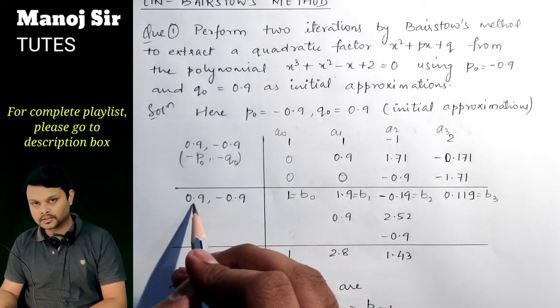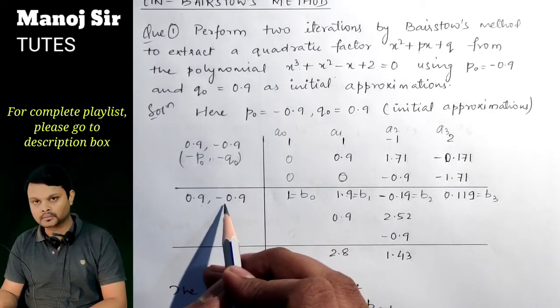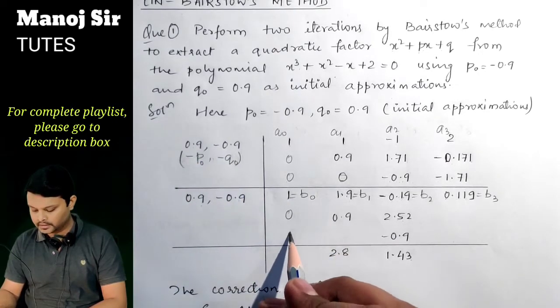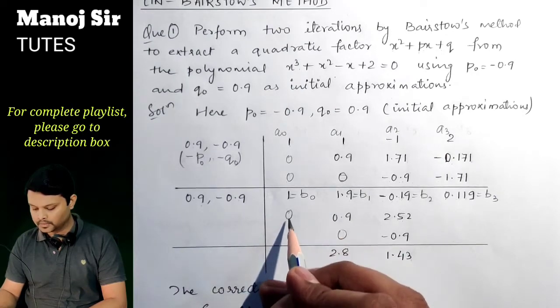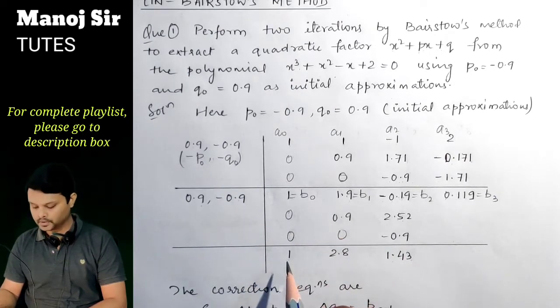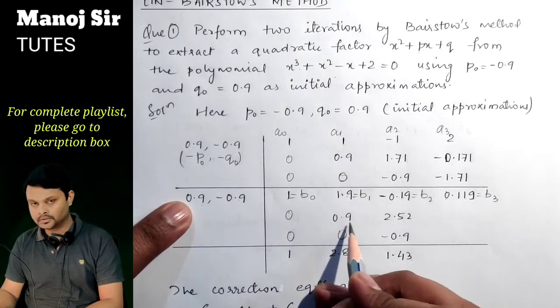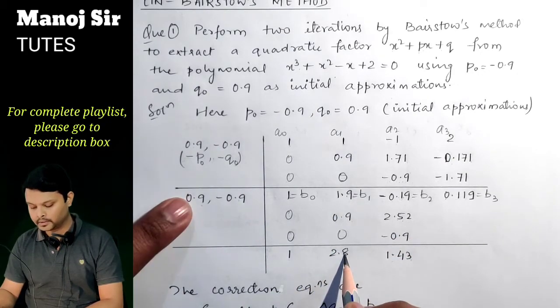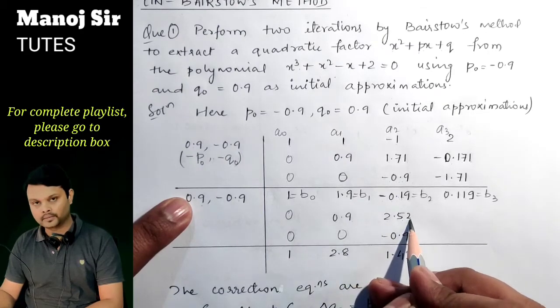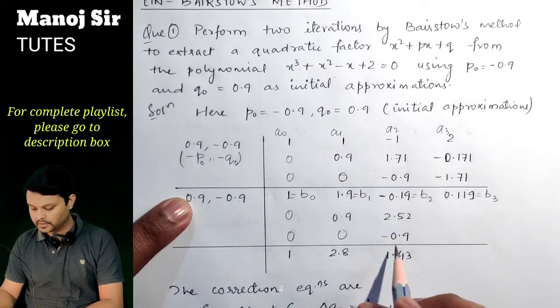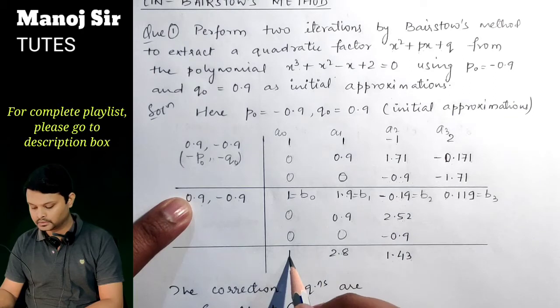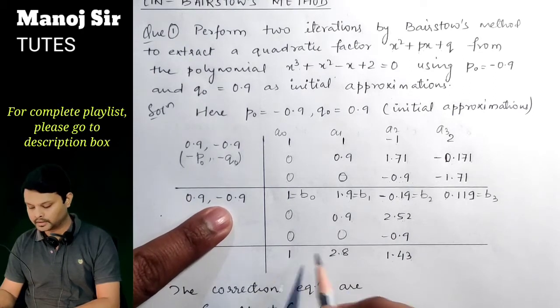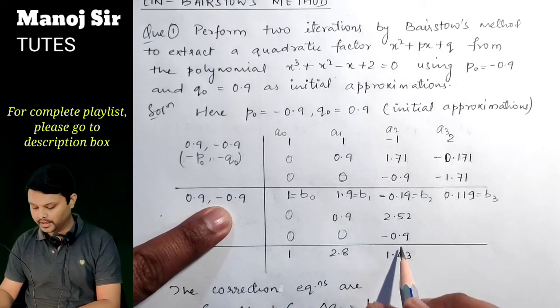So here we will write 0.9 and here we will write minus 0.9. Again write three zeros. 1 plus 0 plus 0, that is 1 again, so 1 into 0.9 will be 0.9. Again adding these three values you will get 2.8. 2.8 into 0.9 will be 2.52. For this value we will take the previous value of this, that is 1, so 1 into minus 0.9, that is minus 0.9. Add three values, you will get 1.43.